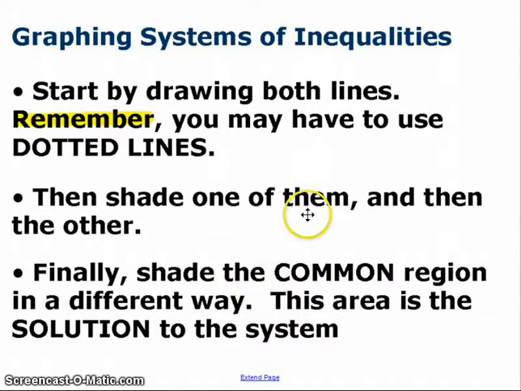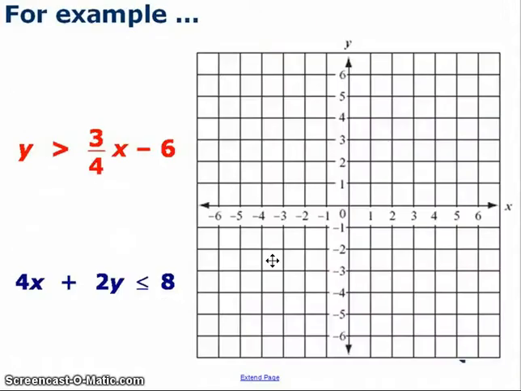Usually I'll just give you 2, but you'll remember from the most recent quiz that we had linear systems that had 3 lines in them, and there could be more. So as you build more, it becomes a little more complicated to identify the shaded area that belongs to all of them. Let's look at an example.